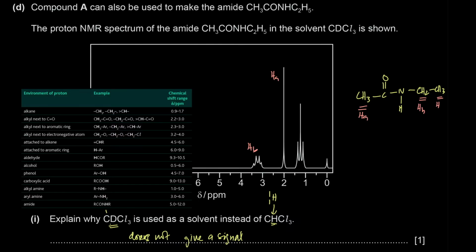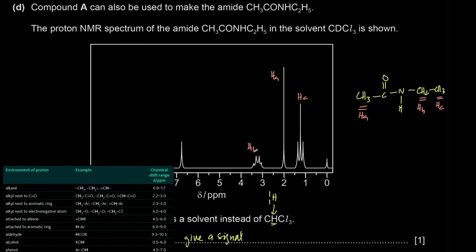So here you have HC. Whenever you see a triplet and a quartet, it's because of the CH2, CH3. This CH2 quartet is because of the neighboring three protons. Neighboring three protons mean it's split into 4. And it's around 3.3, which is consistent with alkyl next to an electronegative atom. And the CH3 is split into 3 by the neighboring 2 protons. That's the triplet, and that's the alkyl group in the range 0.9 to 1.7. Here it's around 1.3.